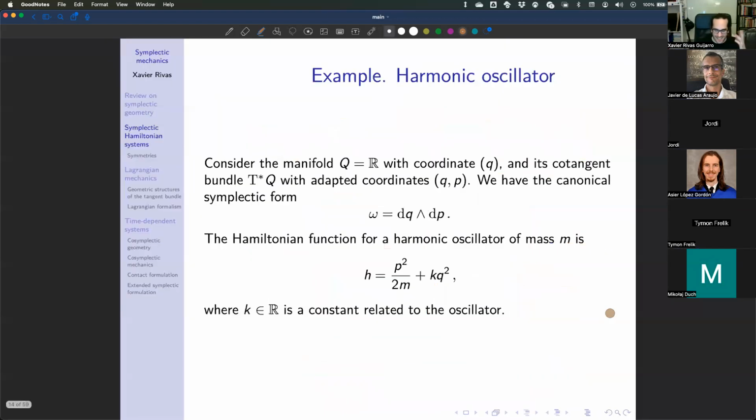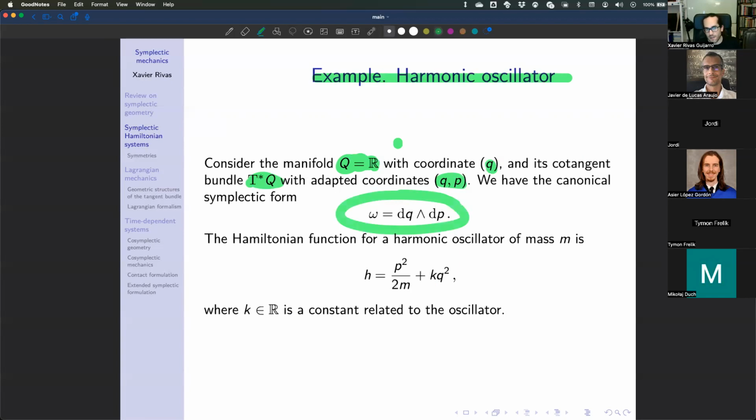Okay, so now let us see some examples. We will begin with maybe the most classical one, the harmonic oscillator. How can we describe the harmonic oscillator in a Hamiltonian symplectic way? We have to take as the configuration manifold just the real line R with coordinate Q, and the phase space will be, of course, its cotangent bundle with adapted natural coordinates Q, P. And in this cotangent bundle, we all know we have this canonical symplectic form.